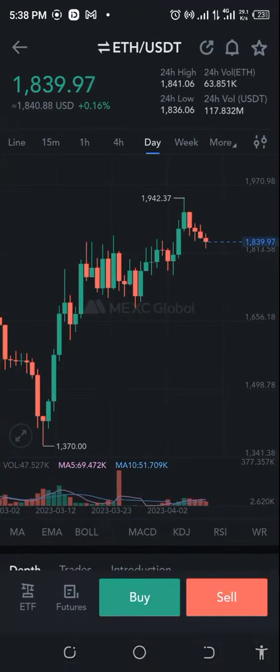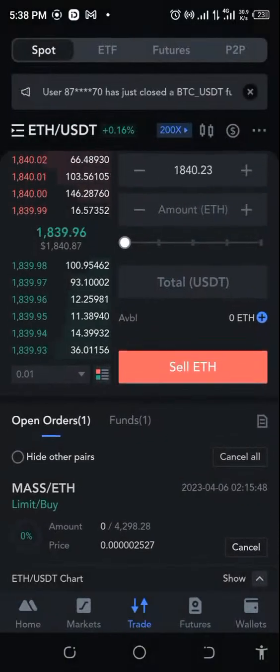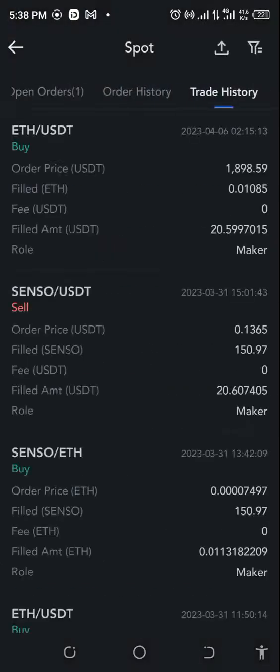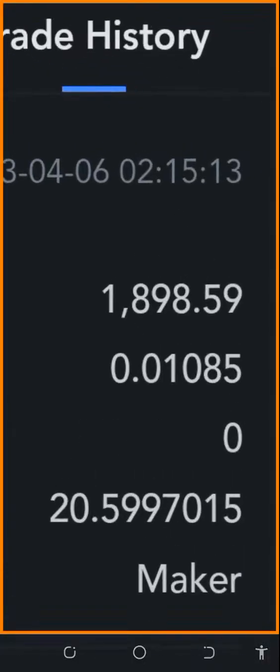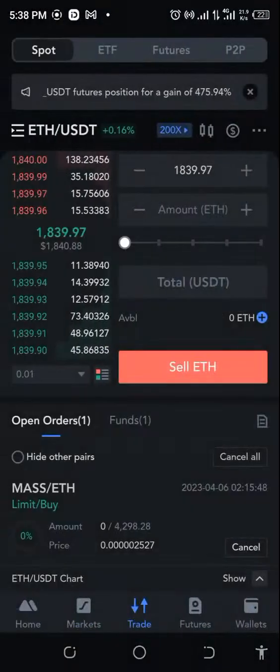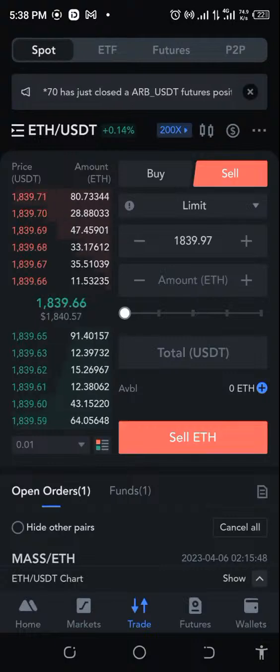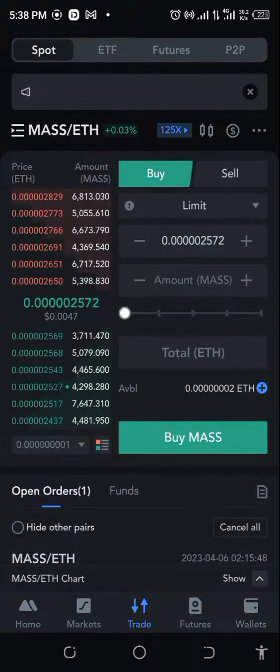Because I bought this mass ETH. I mean, sorry, I bought ETH for 1,898, almost like 1,899, as you can see here. So right now the value of ETH has gone down. Because of that, I was actually looking at recalibrating. If I cancel the trade right now, I would probably be able to recalibrate this and restart the trade all over again.